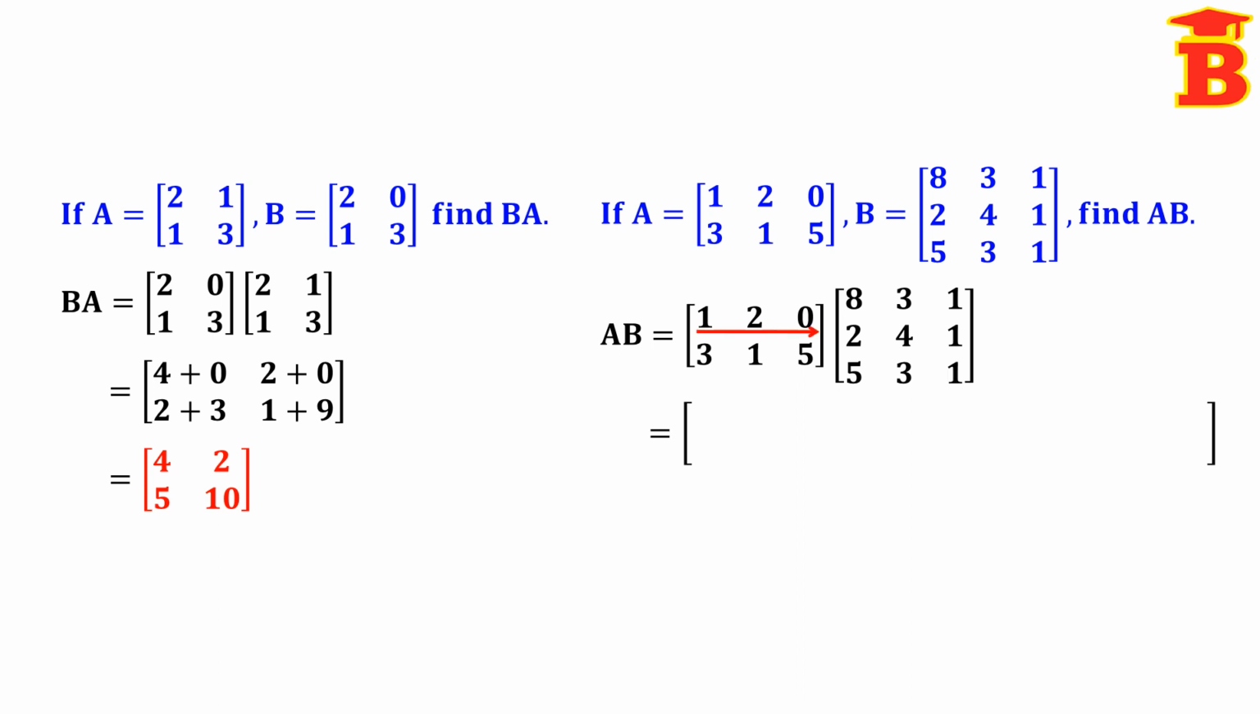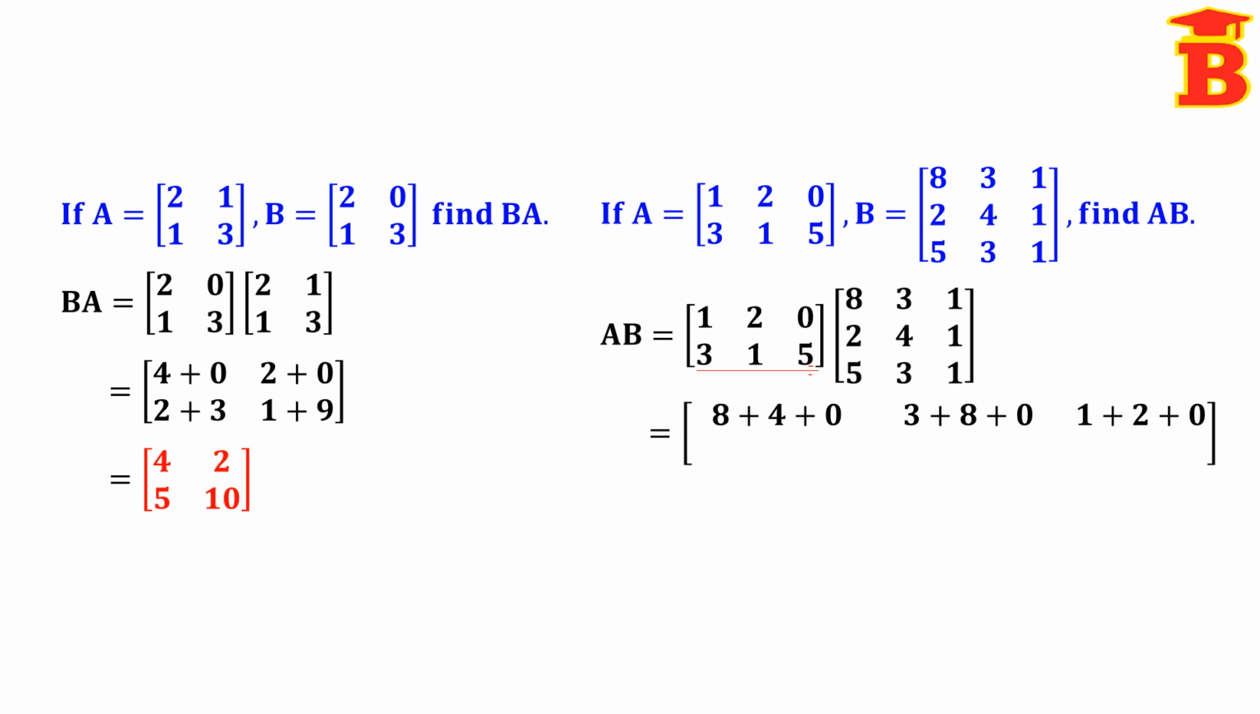Take the first row, multiply with first column. So we get 1 into 8 is 8 plus 2 into 2 is 4 plus 0 into 5 is 0. Next first row second column, 1 into 3 is 3 plus 2 into 4 is 8 plus 0 into 3 is 0. Next first row third column, 1 into 1 is 1 plus 2 into 1 is 2 plus 0 into 1 is 0. This is first row answer.